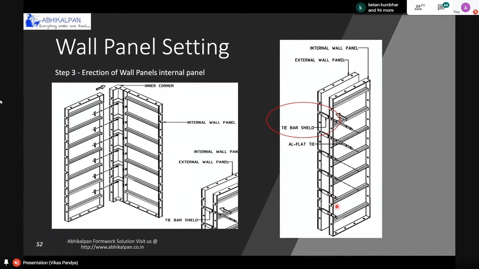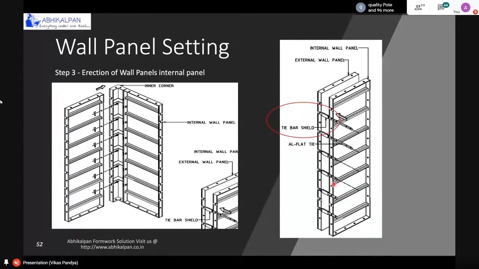For a normal 3-meter height, we provide 7 wall ties to connect 2 panels. The spacing of these wall ties will be different, like starting with 200 mm, then 150, then a 300 mm gap, then 600, and whatever is remaining. So why is the maximum number of wall ties at the bottom? Because the concrete pressure will be maximum at the bottom level only.